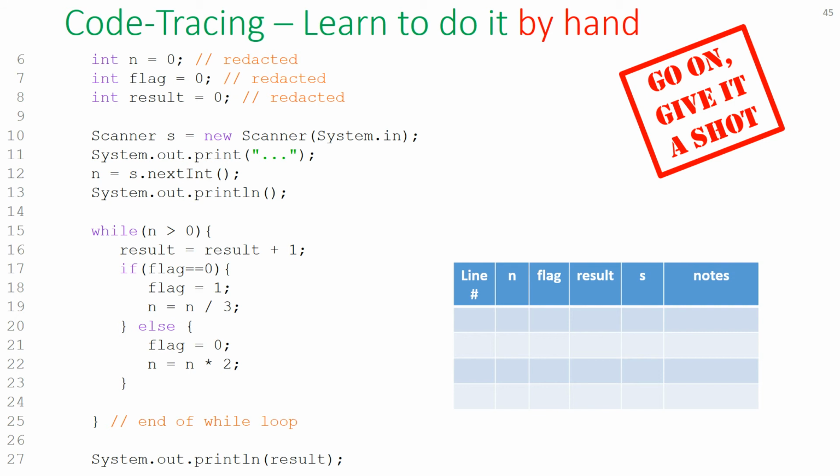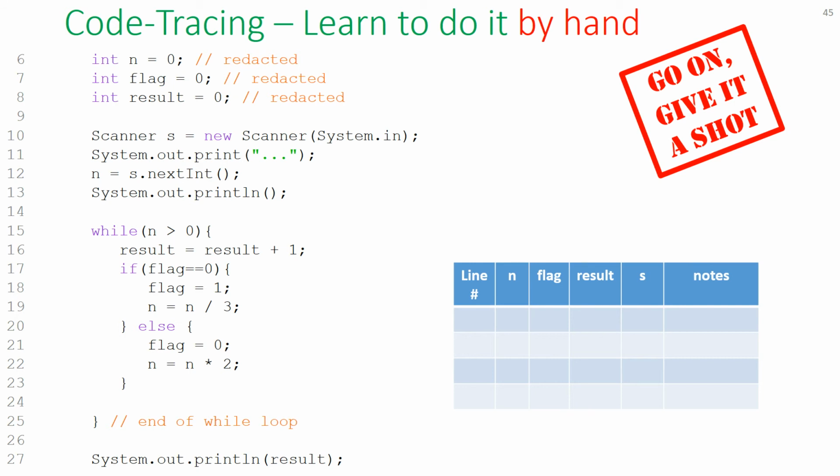Variable n, variable flag, variable result, variable scanner. But scanners, generally, we're not going to pay too much attention to them because we create and initialize them, and then we keep just calling methods on them, right? So we don't really change their value. I put it in the table out of habit, but really you could even skip that column. But n, flag, result, yes, they're going to change. And I want to track how they change, okay? And then the last column will always be note.